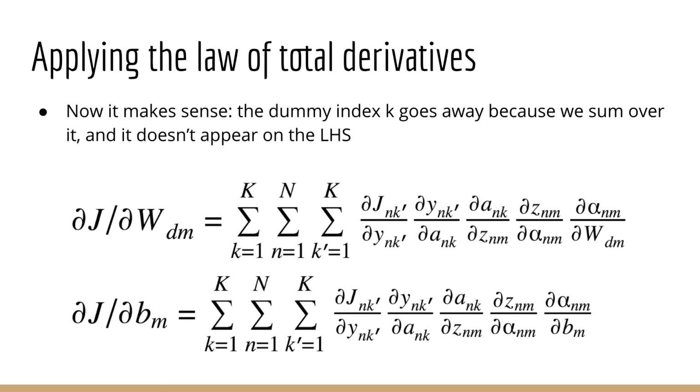So what does this mean for us? It means that in order to get rid of this pesky dummy variable k, we actually have to sum over all the possible values of k. So notice that we now have a double summation over the output nodes, one over k prime and another over k.